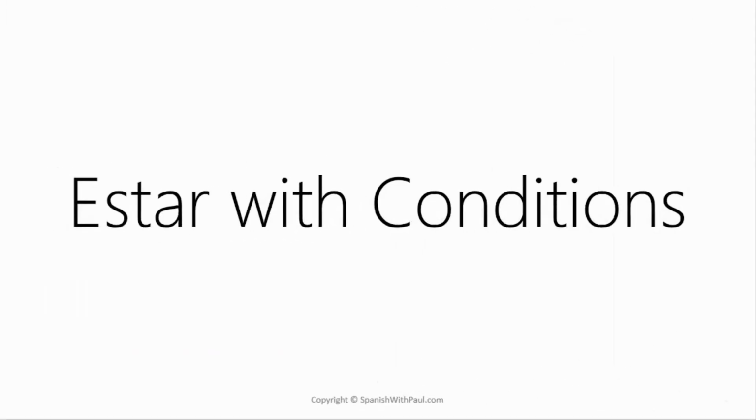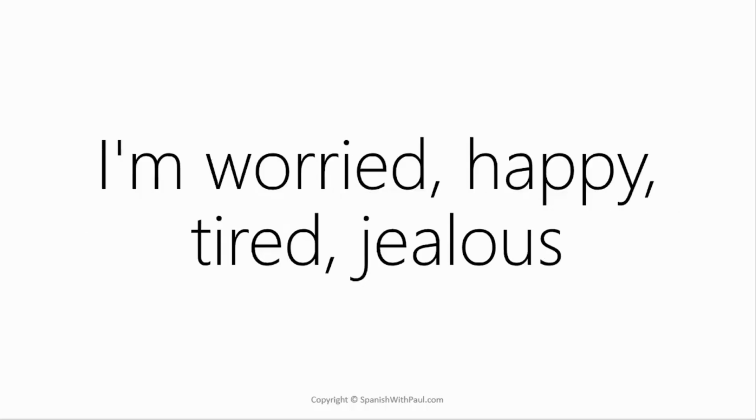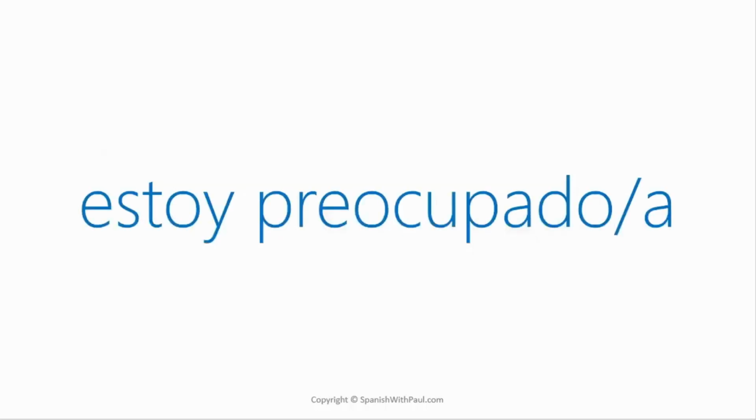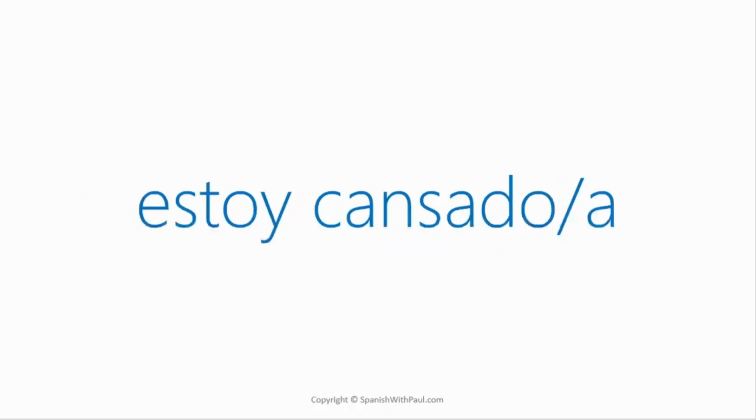The last thing we need to look at in our preparation module is this idea of estar with conditions. And we've already had some contact with this idea in the course. For example, I'm worried, I'm happy, I'm tired, I'm jealous. In other words, these are conditions, things that you're going through right now. They say nothing about your identity. It's just what you're experiencing or what you're feeling at the moment. So you would have for I'm worried, estoy preocupado or preocupada if you were a female. For I'm happy, estoy feliz. I'm tired would be estoy cansado or estoy cansada. So we've already had some experience with these.